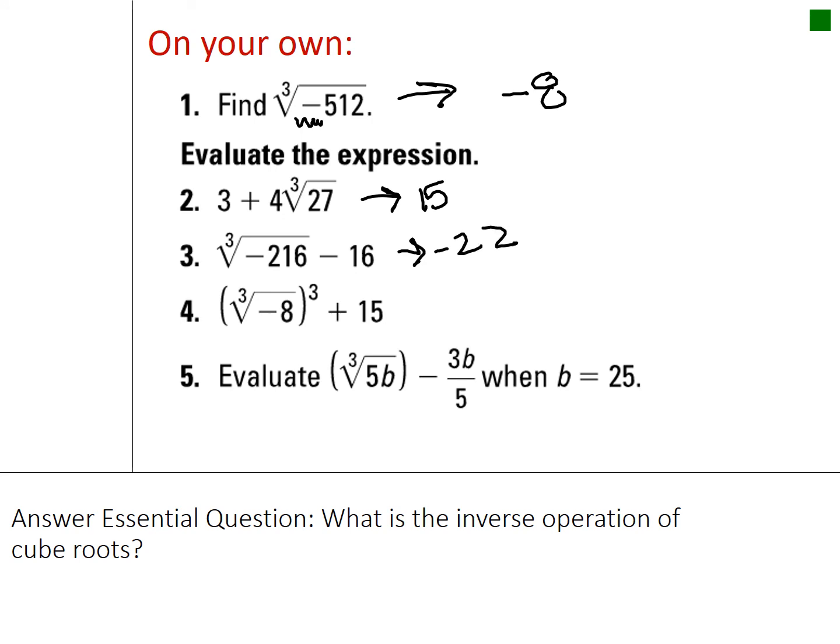Number 4, you didn't have to go through and do the operations. These two are inverses of each other, so this would just leave it as negative 8 plus 15, which is 7. And for this problem, you should have plugged 25 in for B, and then did 5 times 25 first, and then taken the cube root of it. Then did 3 times 25, and then divided by 5, and then subtracted those two, and you would have gotten negative 10. Go ahead and answer that essential question.